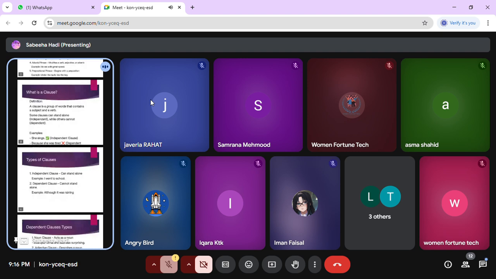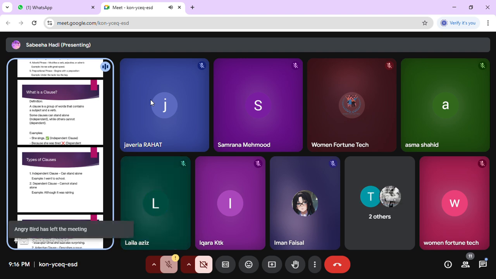Now, clause. Clause is a group of words that contains a subject and a verb. In clause, we have two things, subject and verb. Some clauses can stand alone, which is called independent clause, while others cannot stand alone, so it is called dependent clause. For example, she sings.